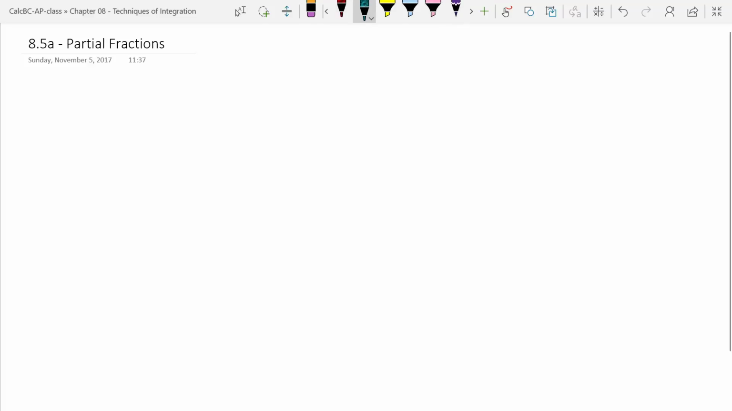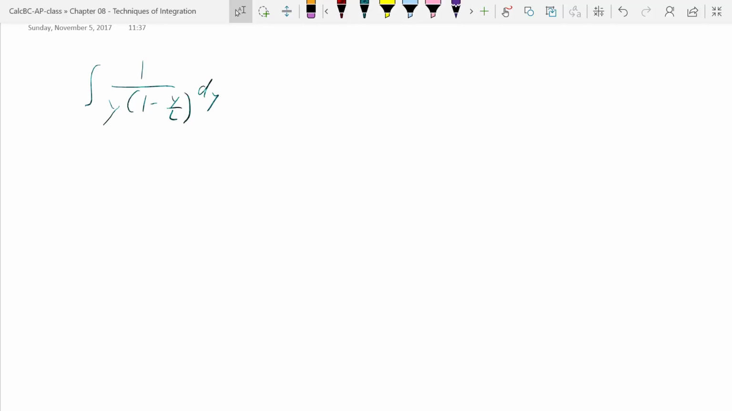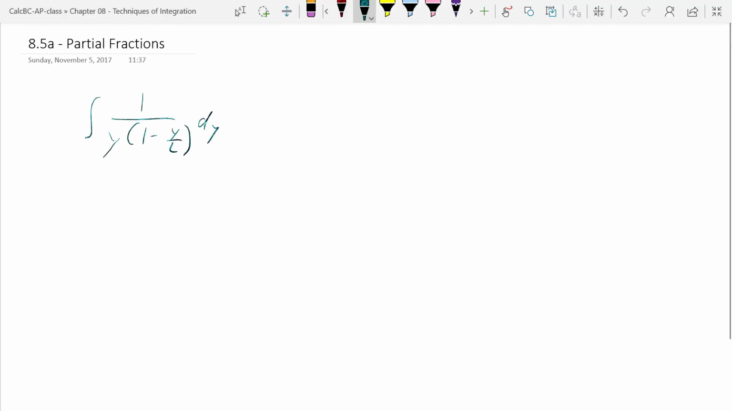Back when we did logistic growth, we studied the integral of a type that we didn't know how to do. It was the integral of 1 over y times 1 minus y over L dy. And the problem with that is that we didn't really know how to split this up. So what we did to try to get this into a different form, at least two fractions, was we split it up into two fractions.